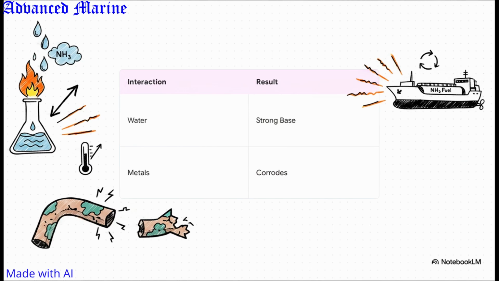Notice how, in the presence of moisture, ammonia reacts with and actually corrodes metals like copper, brass, zinc, and their alloys, leaving behind this distinct, messy, greenish-blue residue. But it's not just about corrosion. We have to talk about heat.